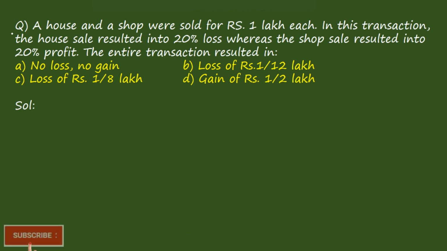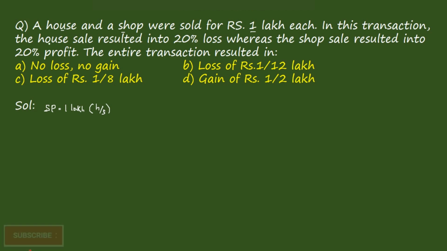Now we'll be solving the other type of problem, again by using the formula only. The question is, a house and a shop were sold for rupees 1 lakh each. In this transaction, the house sale results in 20% loss, whereas the shop sale results in 20% profit. The entire transaction results in what? It is also a similar type of question. There is a house and a shop, and they are sold for rupees 1 lakh each. So the selling price of the shop and the house is given as 1 lakh.